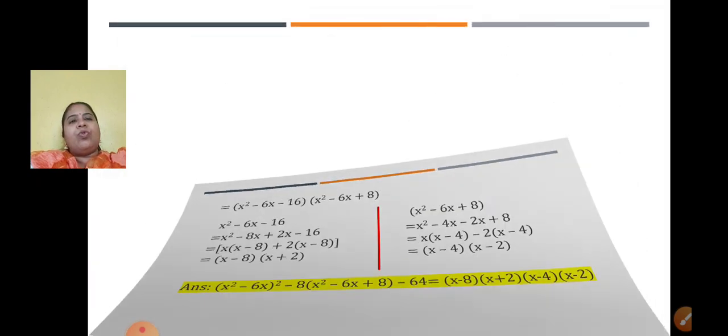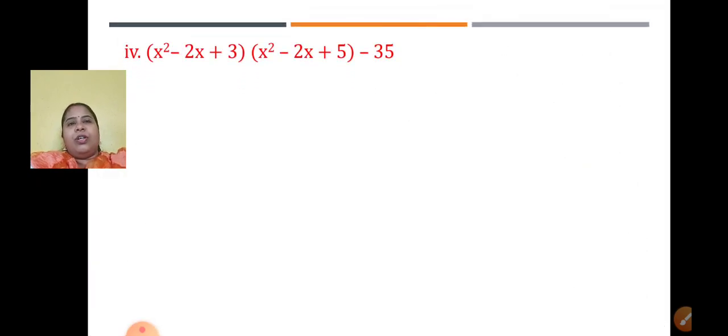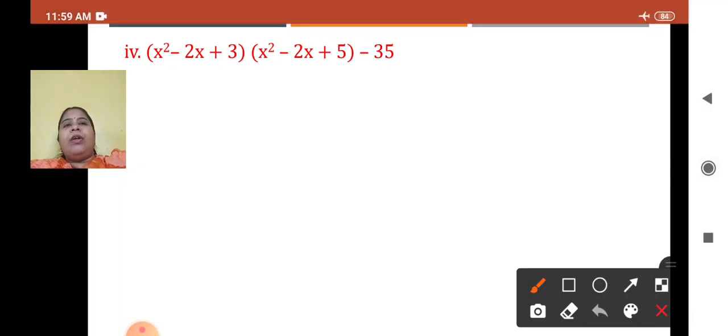Now let us move to the last question. The last question is also of the same type. x square minus 2x plus 3 in the first bracket, x square minus 2x plus 5 in the second bracket, and then minus 35. Now I hope you can see the common part in this. What is the common part? x square minus 2x. That I will assume as m. Compulsorily write it in bracket. So this will be m.